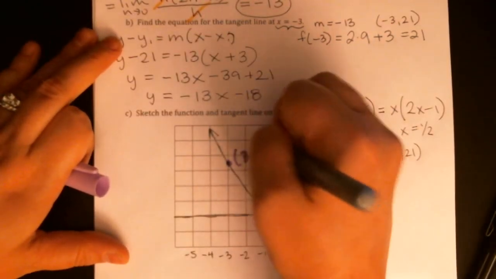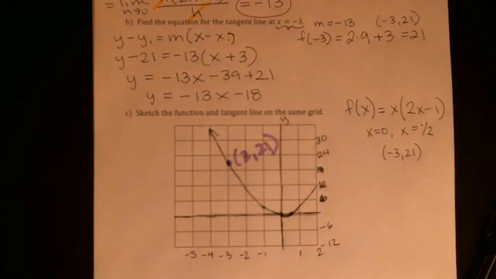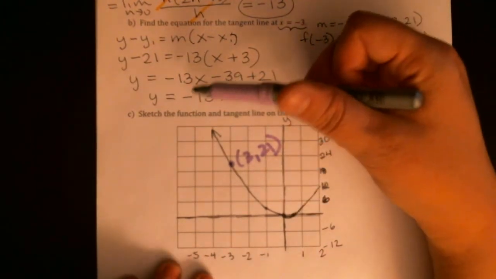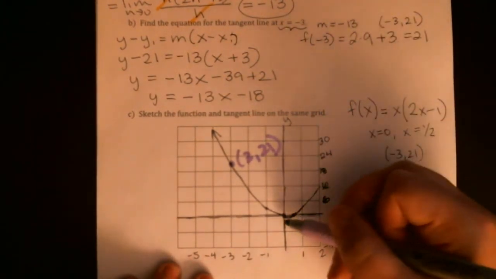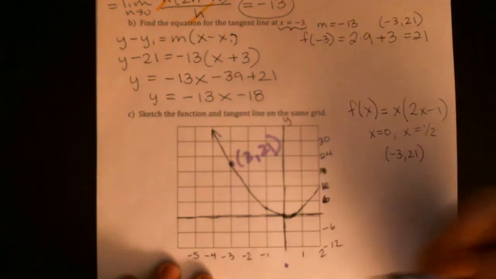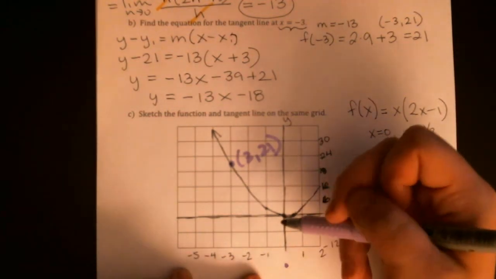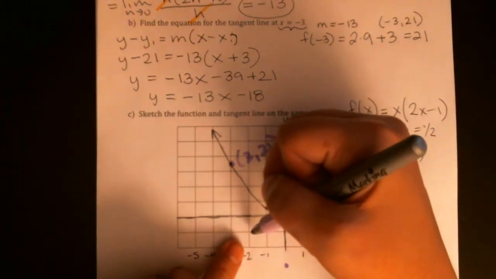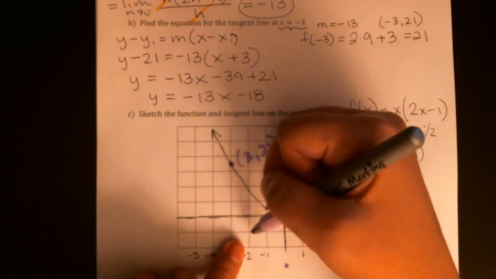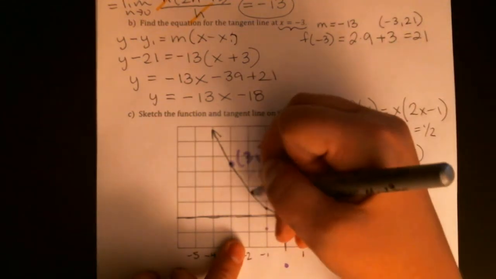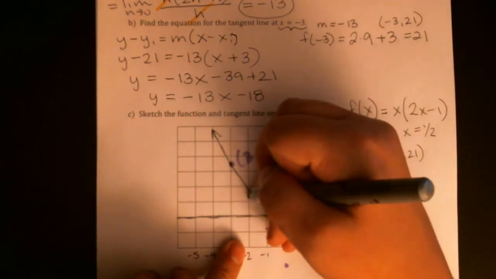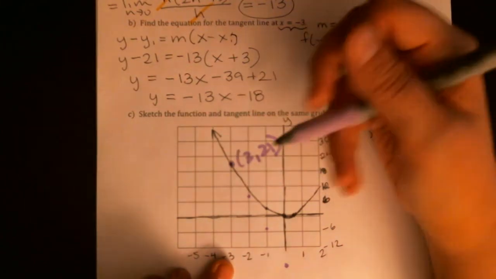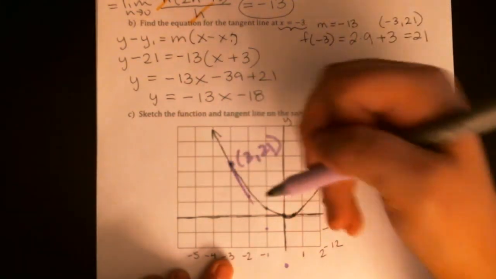This is my (-3, 21). So I'm claiming based on my work that the tangent line is y equals negative 13x minus 18. So I would start way down here, and then I'd go over 1 up 13. What am I at? Negative 18, so it would be negative 5 over 1 up 13. 5 is 8. 6, 12. There. And then I'd go 8 and 13 is 21. Yeah, I think it's working for me.